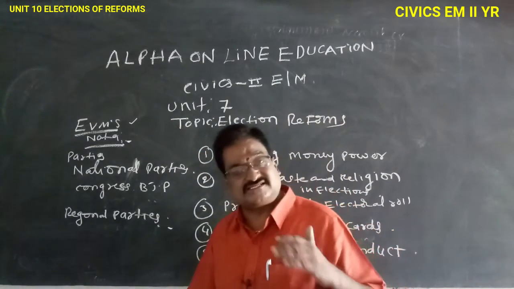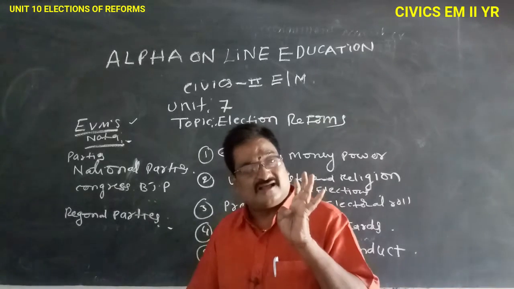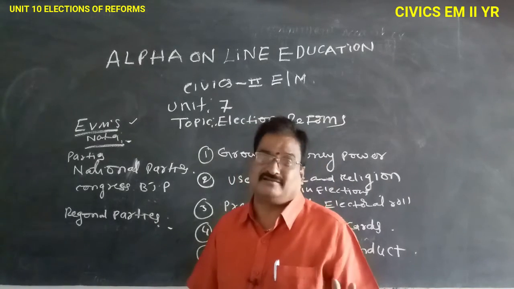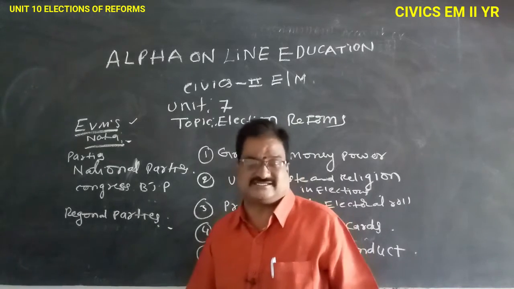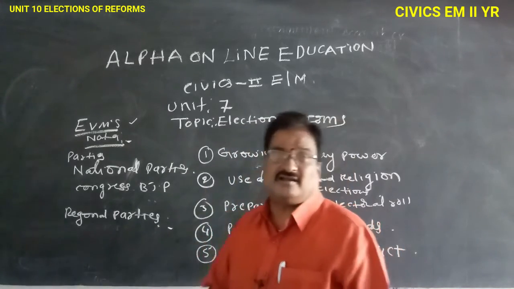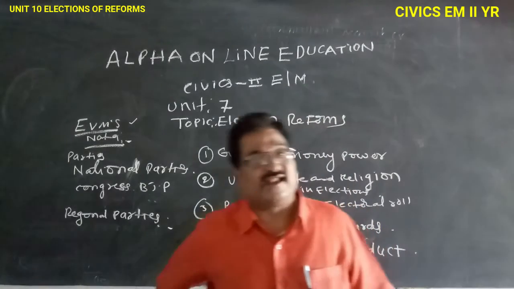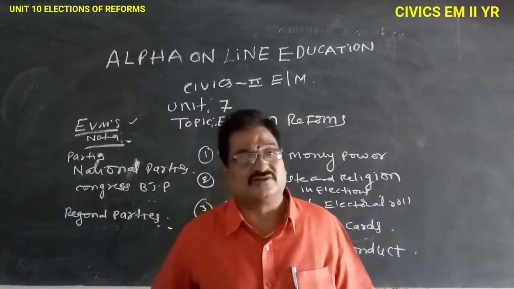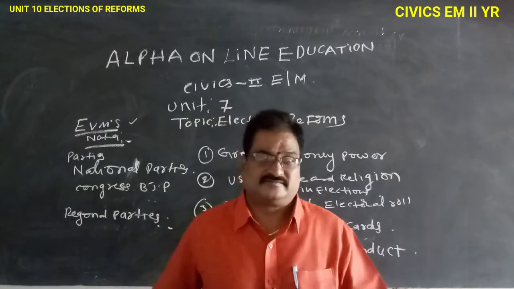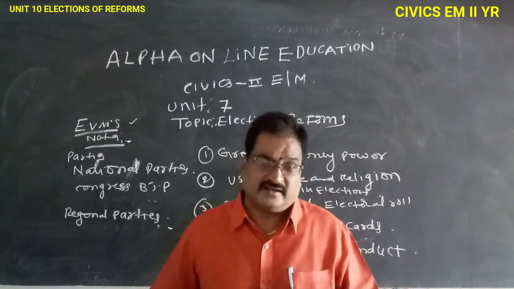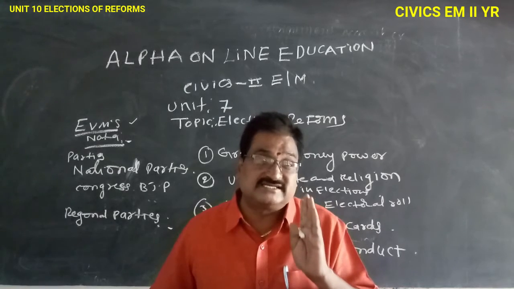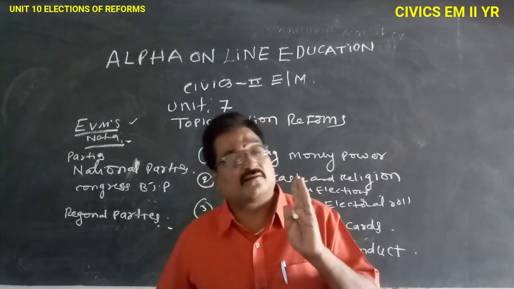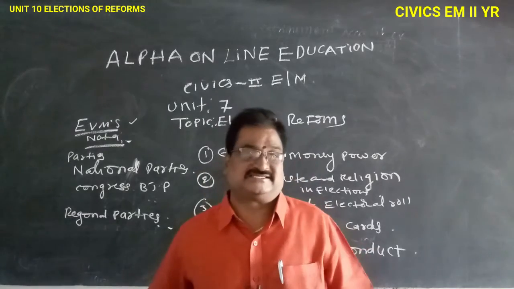The process of counting was very slow earlier. Now at present, with electronic voting machines, within 1 or 2 hours the results are declared, and it is known which party leads. So the process now is with electronic voting machines.